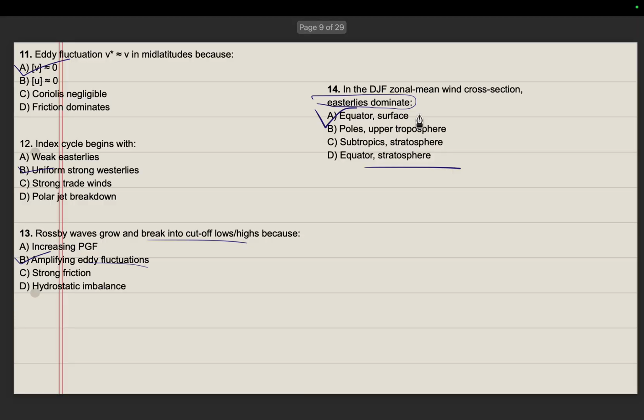When the upper and lower layers are given, you have to check which branch it originates from, the easterlies or westerlies. If there is that kind of combination, you can mark the answer.